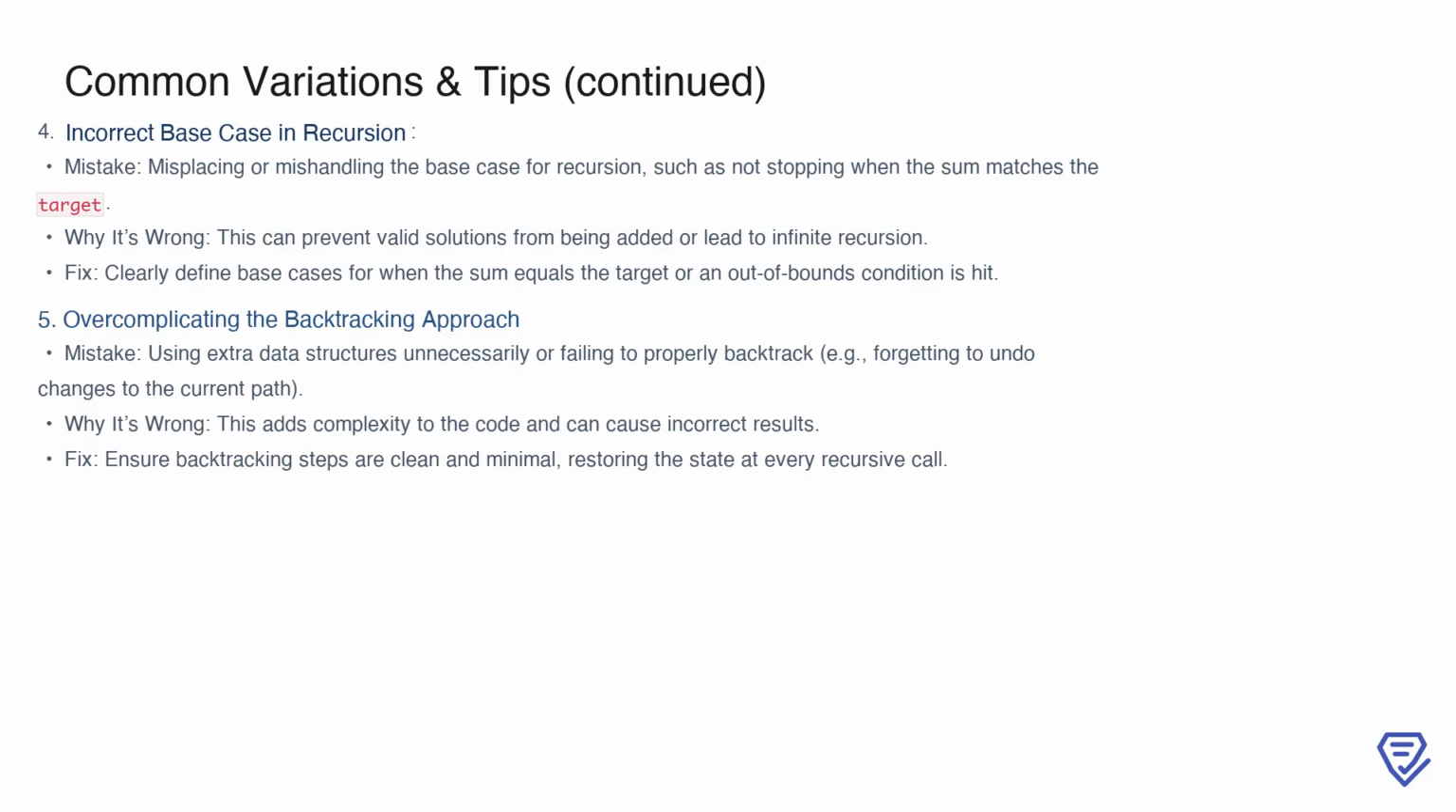Overcomplicating the backtracking approach is another pitfall. For instance, using unnecessary extra data structures or failing to properly backtrack, such as not undoing changes to the current path, can add unnecessary complexity to the code. This might lead to incorrect results and make debugging harder. To resolve this, keep the backtracking steps clean and minimal, always restoring the state at every recursive call. By keeping your recursion and backtracking well structured, your solution becomes easier to understand and maintain.